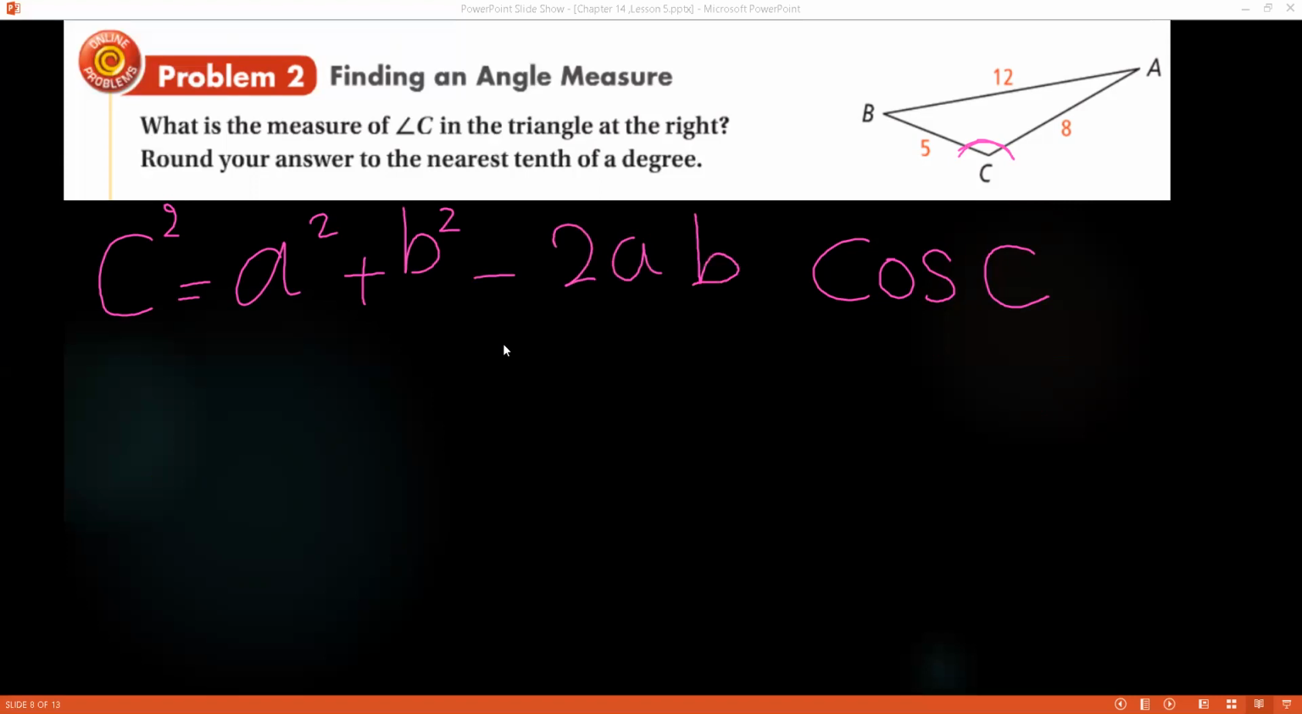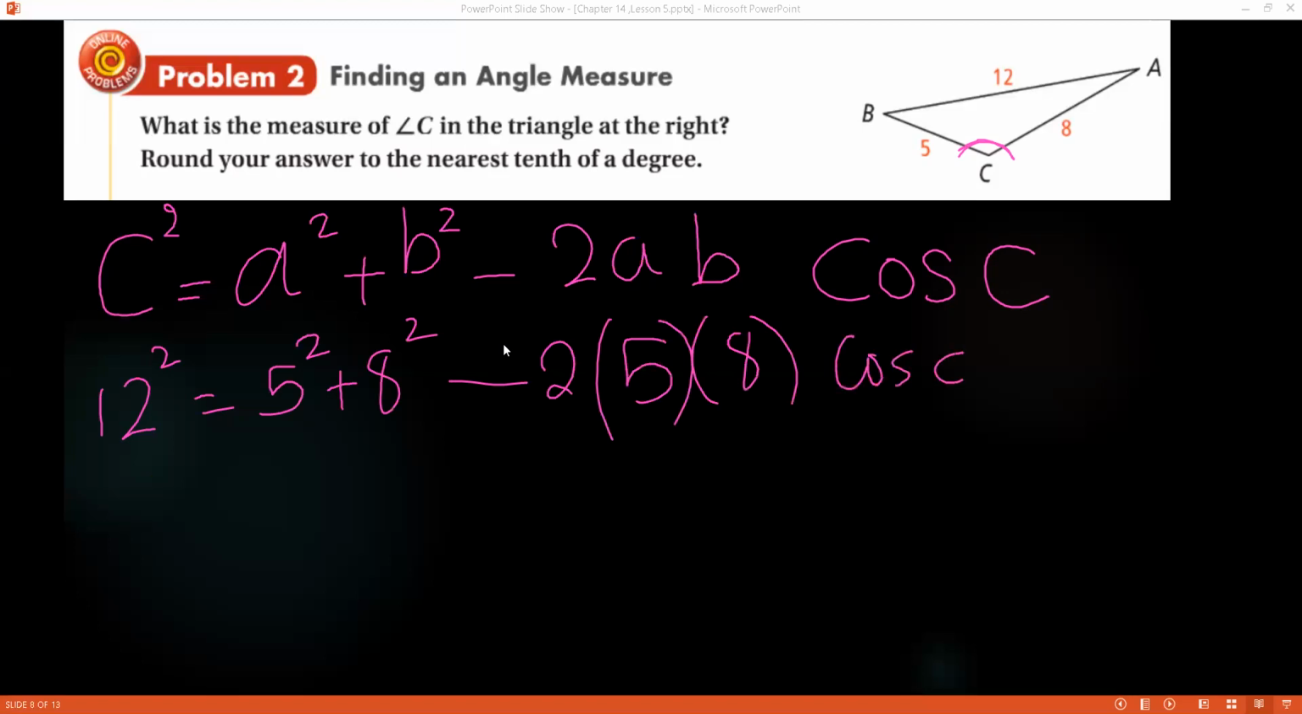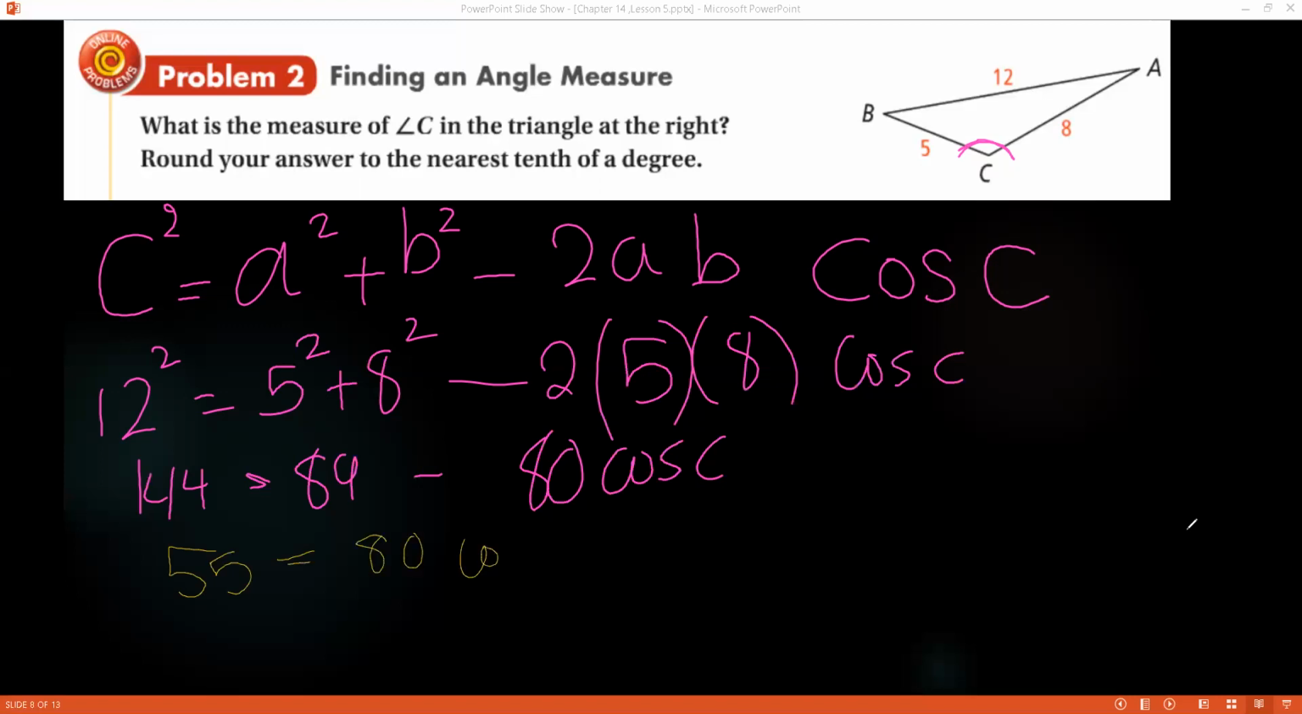Since I end with angle C, I have to start with C. Then C squared, which is 12 squared, will be 5 squared plus 8 squared minus 2 times 5 times 8 times cosine C. So now, 5 squared is 25 plus 64, 89. 144 minus 80 cosine C. Then 144 minus 89 is 55. 55 equals 80 cosine C.